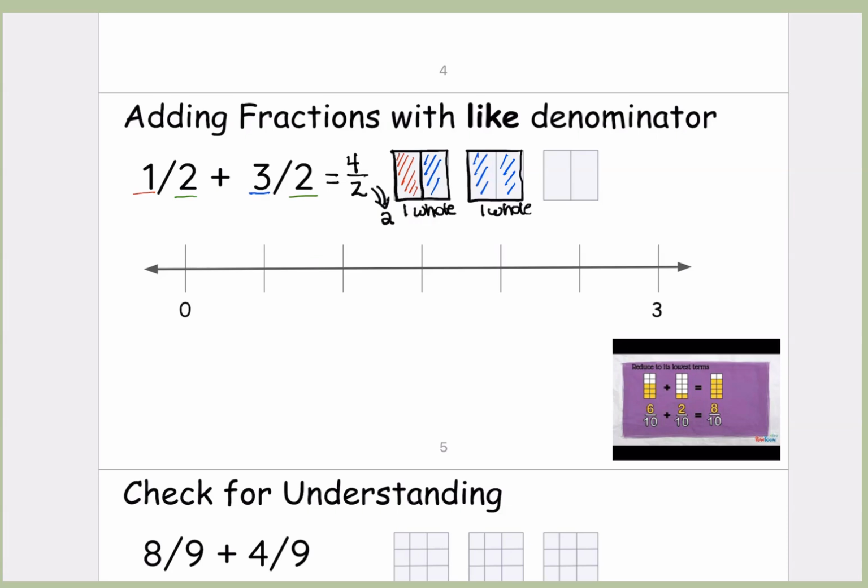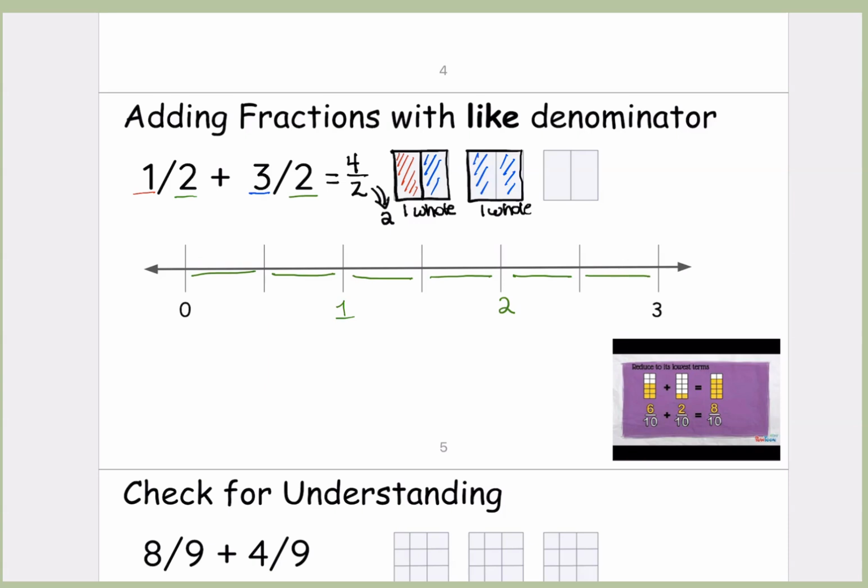Let's try that on the number line. We know that 2 individual sections will make up 1 whole. So here we have 1 section, 2 sections, that will give us 1 whole. Here again, 2 more sections make up another whole, which would be 2 wholes. And 2 more sections make up another whole, which would be 3 wholes.